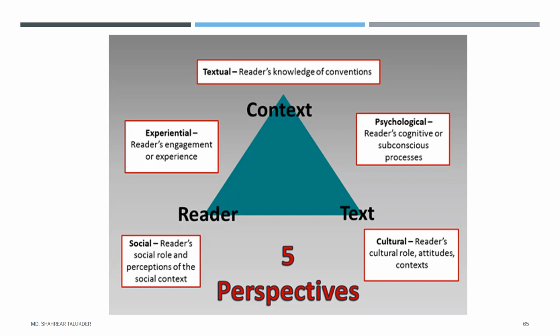Then psychological, that is the reader's cognitive or subconscious processes, that means his psyche, it is very important there. Cultural is the reader's cultural role, attitudes, context, these are important. Social is the reader's social role and perceptions of the social context, the way you see the society is very important. And experiential is the reader's engagement or experience, the experience that you bring to understand the text.